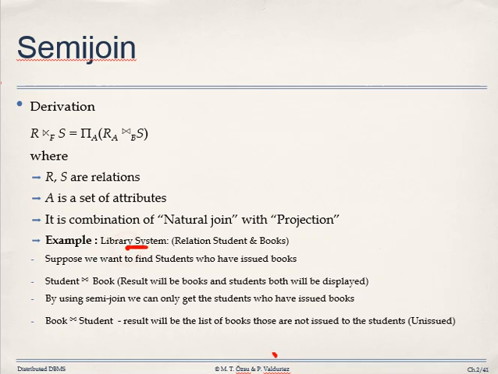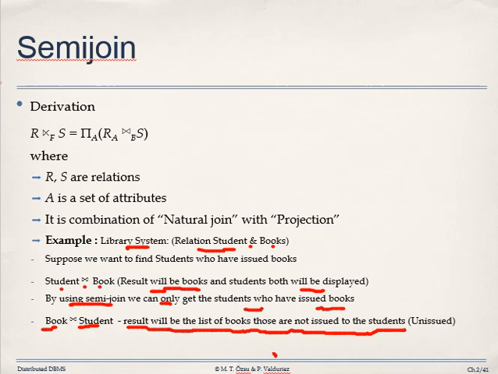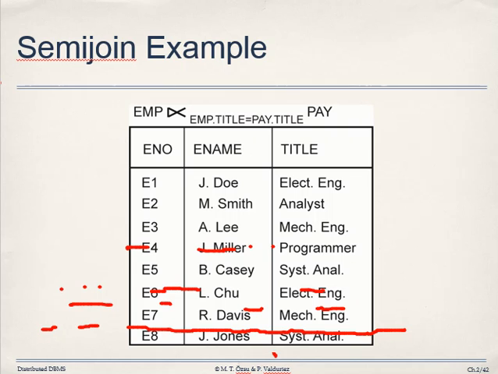Example: suppose in our library system the relations student and book are available. Suppose we want to find out the students who have issued a book. So with student natural join books, the result will display both books and students. By using semi join we can get only the students who have issued a book. The other direction gives the list of books that are not issued by any student. Okay, so this is the semi join. We have an example of the semi join.